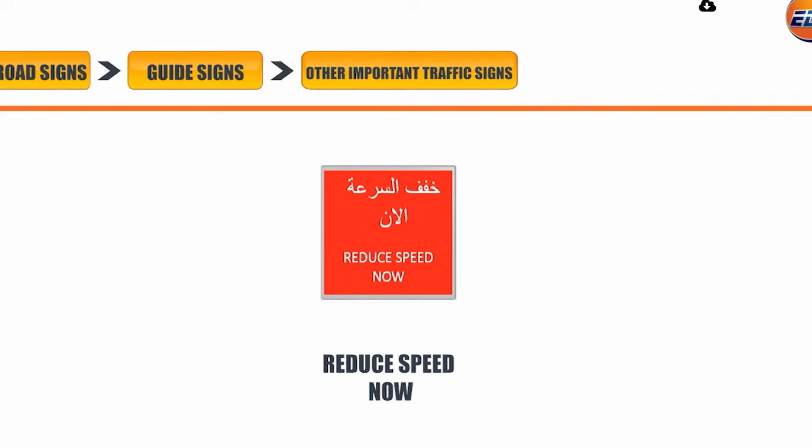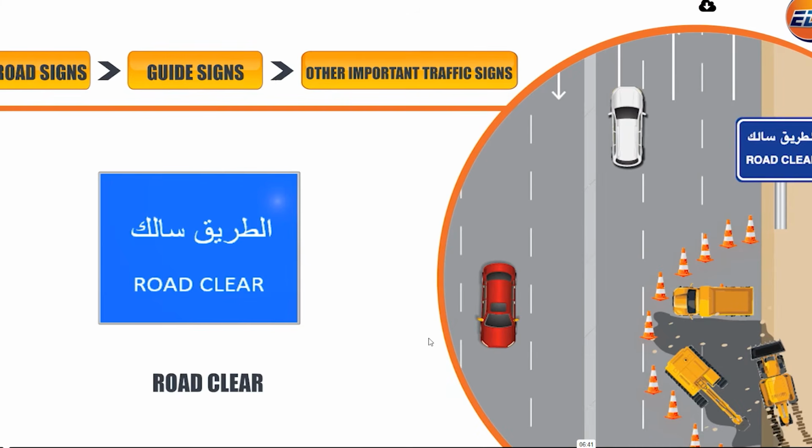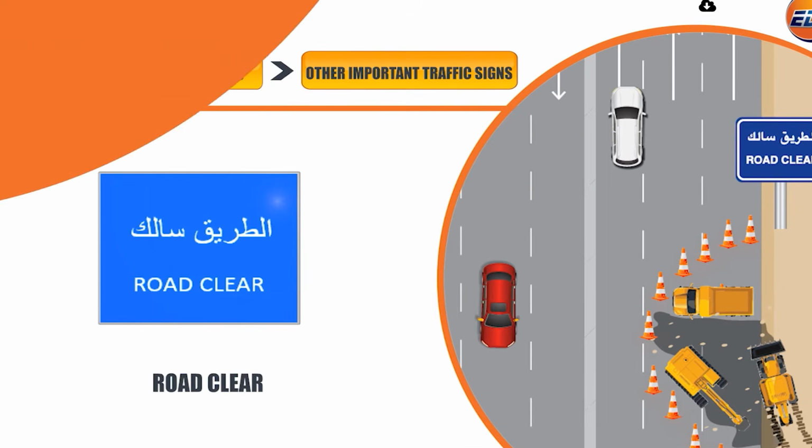Reduce speed now. This sign is also used with other signs to inform you about the physical hazards ahead, so motorists must reduce speed and be careful. Road clear. This sign informs the motorist that the road is clear ahead and they can continue with the speed limit posted on the road. It is usually used after the completion of roadworks or the removal of obstructions.